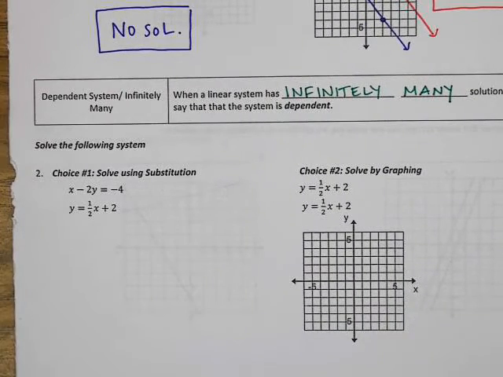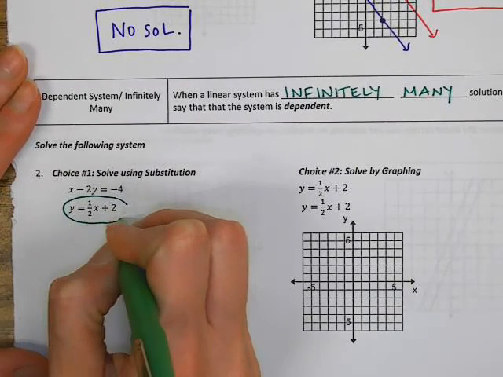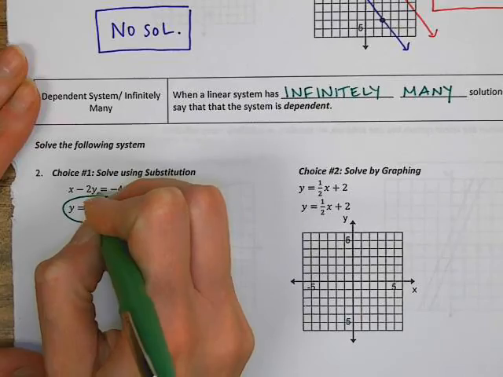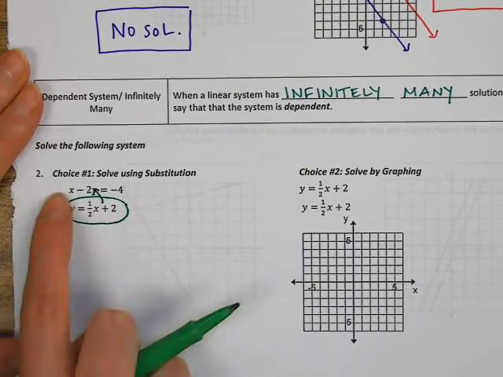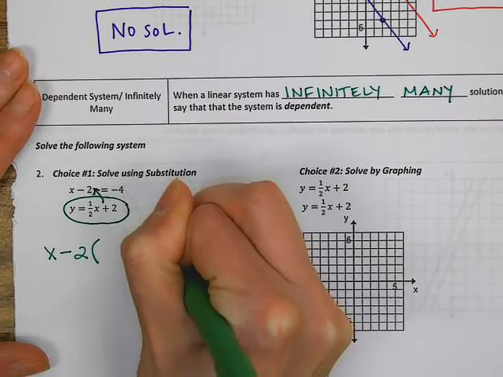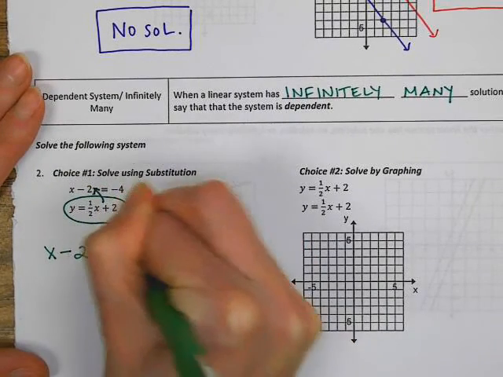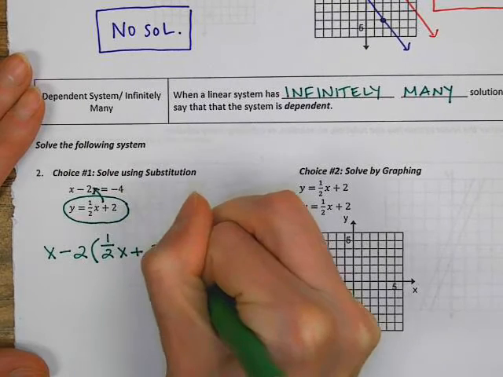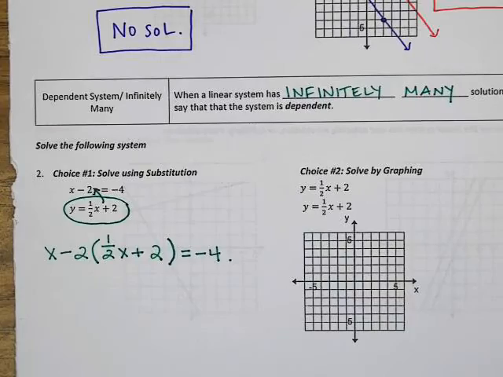Okay, so normal substitution would say, well, if I know that y equals 1/2 x plus 2, then I'm going to replace y with that. So I'm going to make a substitution. So I'm going to rewrite this, x minus 2 times, but instead of writing y, I'm replacing it with 1/2 x plus 2. And then we're going to finish it off equals -4. Remember, just old substitution, nothing new.